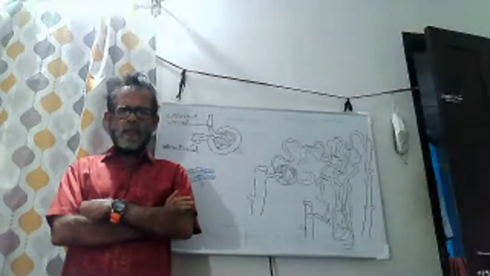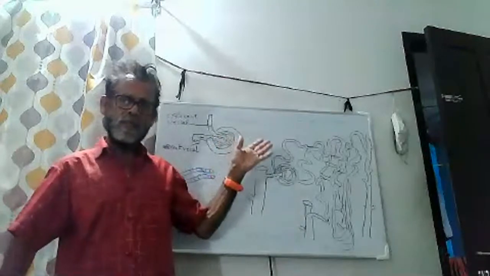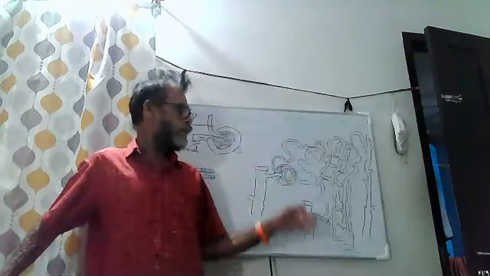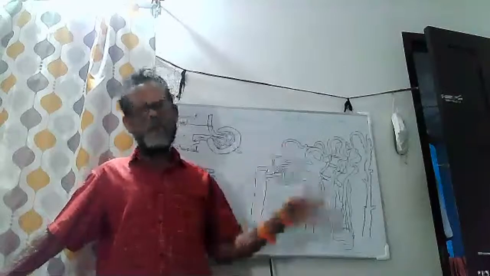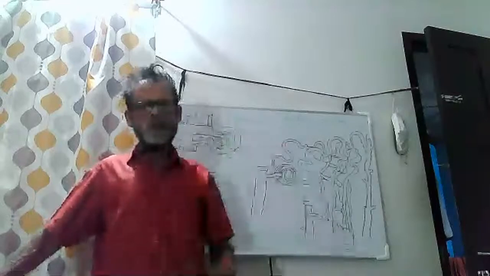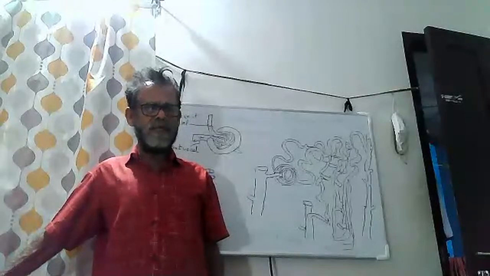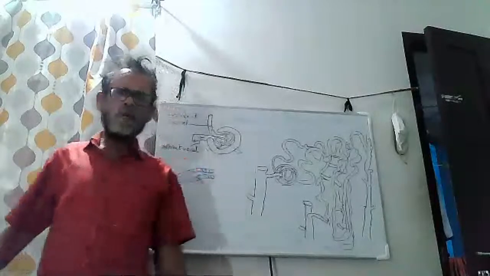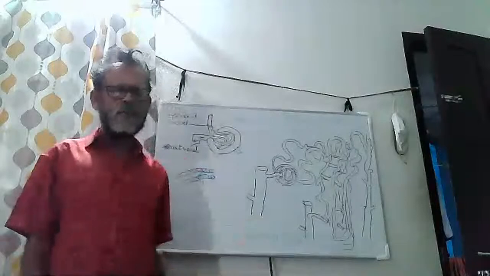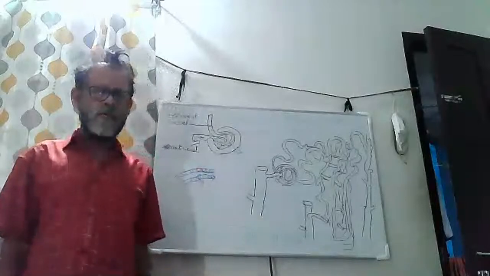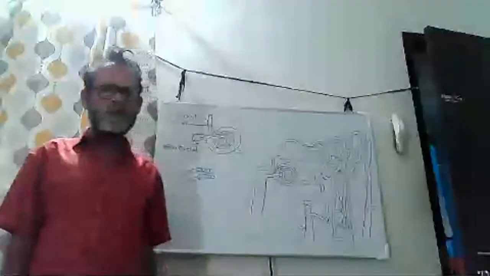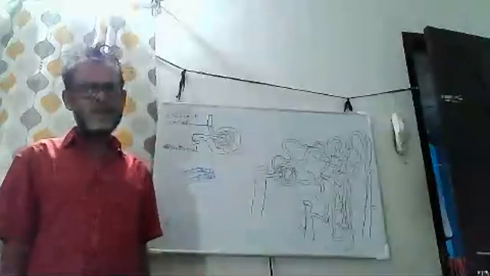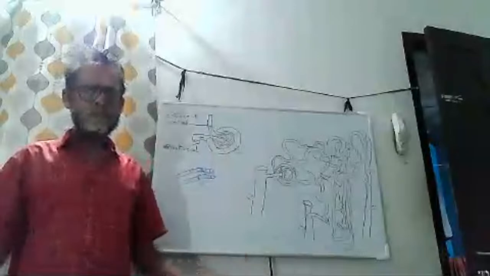And when there is glycosuria, more water also will go, to flush out the glucose. As more glucose goes, more water also will go. So there will be more thirst for the person. When glucose goes out for a diabetic, he drinks more water because he will have thirst.